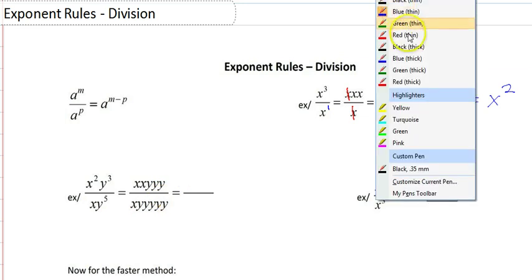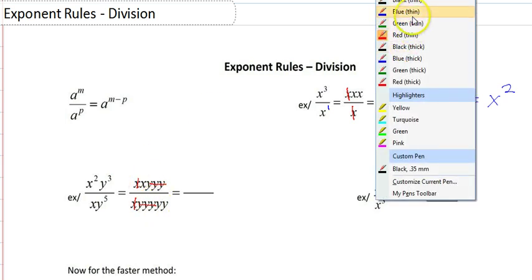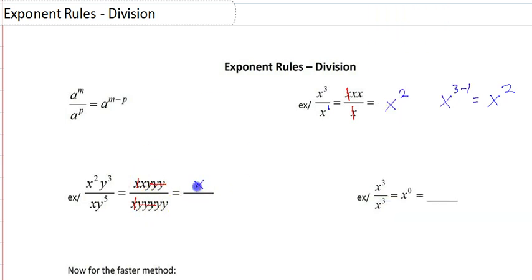Let me get my red marker. All right, so this bottom x will take out one of those, and then these 3 will take out those 3. You notice I'm selecting the one with the least amount and canceling them. And so what are we left with? We're left with an x on top and a y squared on the bottom. So as you can see, it's still subtraction. We had 2 take away 1, which gives us 1.